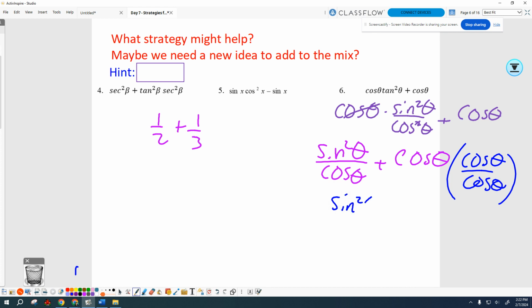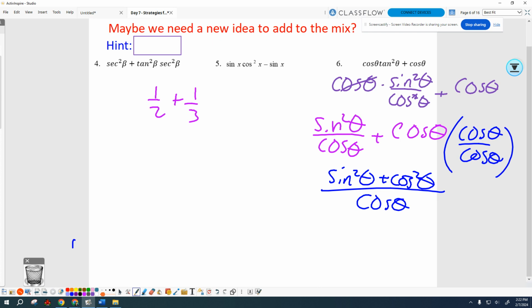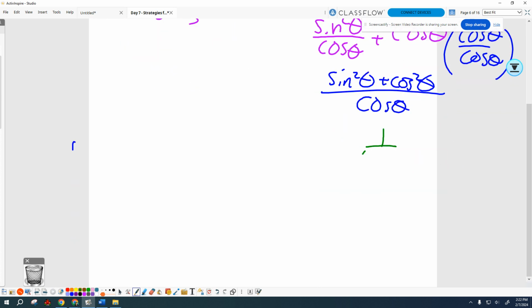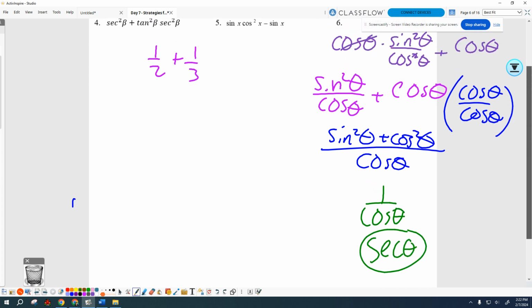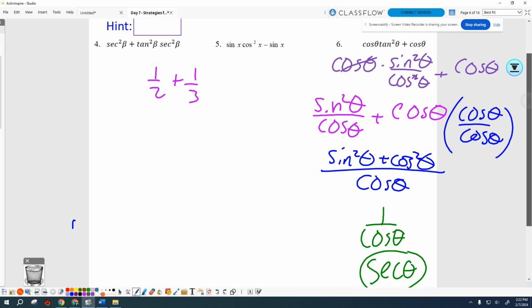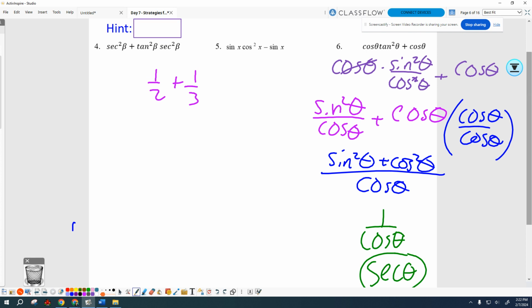So I have sine squared plus cosine squared over cosine. Elon, looking at the sheet, what is sine squared plus cosine squared equal? 1. So that becomes 1 over cosine, which is the answer that we got. Much harder way to go. So Evan, you can do it, but sometimes it might be better to look around for another strategy if it starts going gross.